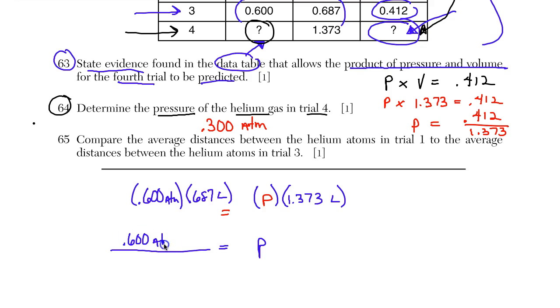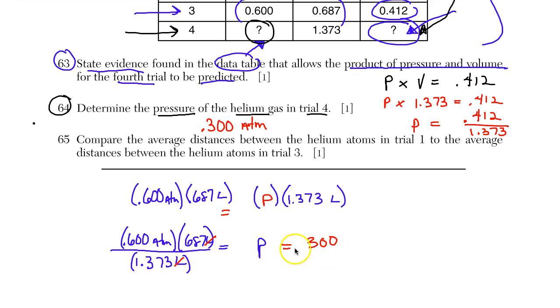P is going to be equal to 0.600 atmospheres times 687 liters, and then divide by 1.373 liters. And party people, you can see we can cancel out our liters. We're left with atmospheres. And then we use our handy dandy calculator, 0.600 times 687, and then divide by 1.373. And you get approximately the same number, a little bit of difference, but it's about 300 as well.